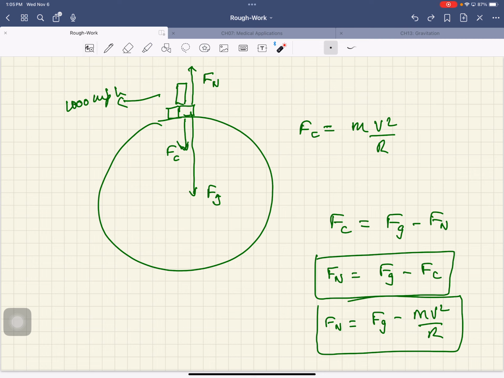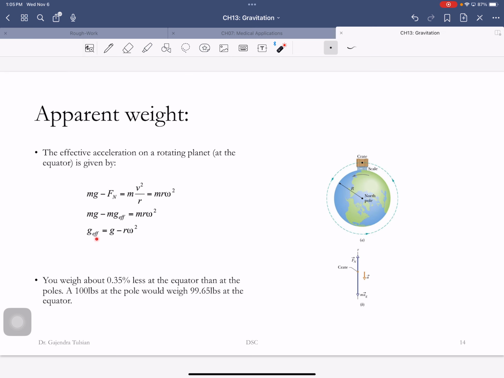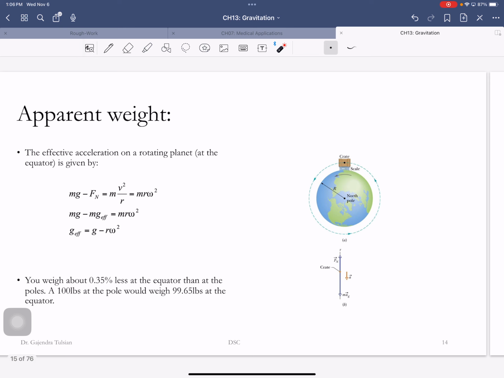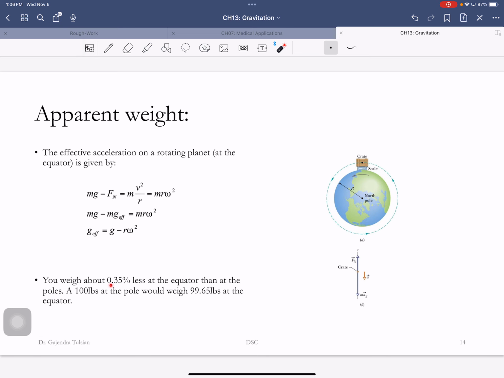Does that 90 minutes sound familiar? Have you heard it anywhere? That's the time it takes for the International Space Station to go around. That's an interesting fact there. So your apparent weight, or the effective gravity, is g times that, and if this angular speed becomes 2 pi radians per 90 minutes, this will become equal to g, and that'll become 0. So you weigh about 0.35% less at the equator than at the poles. A 100-pound person at the poles will weigh 99.65 pounds.